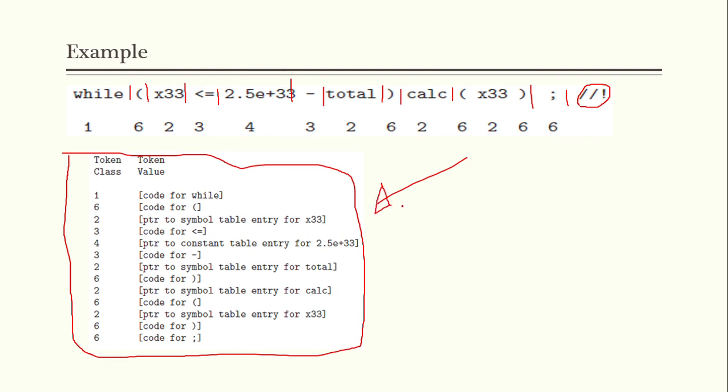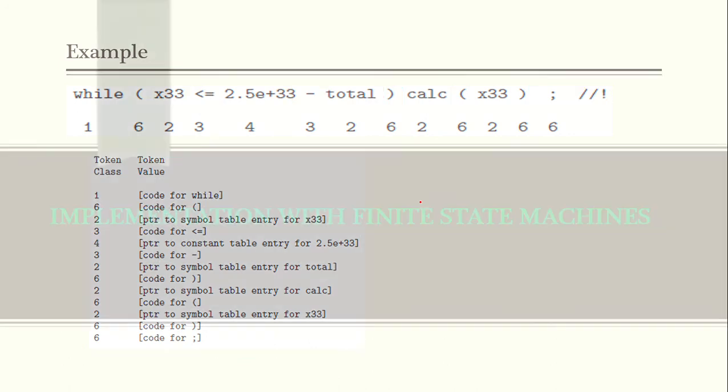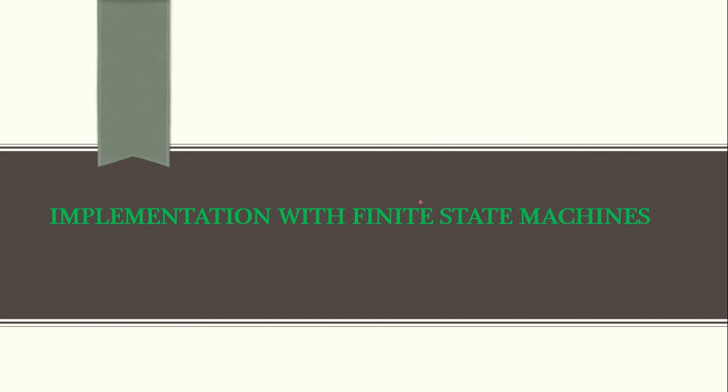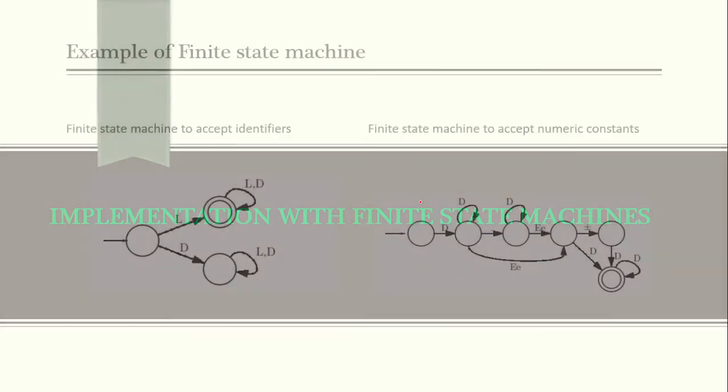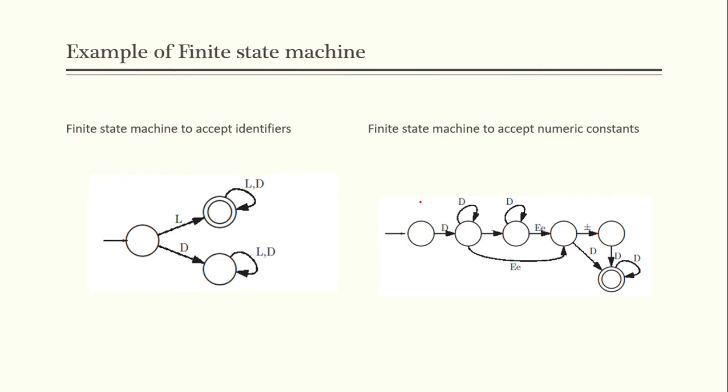Okay, the first phase of the compiler. So this is the table created. Now we look into the implementations with finite state machines. We have seen a finite state machine to add. This is the finite state machine to accept identifiers. An identifier is a name given by the programmer for identifying variables, function names, and so on.